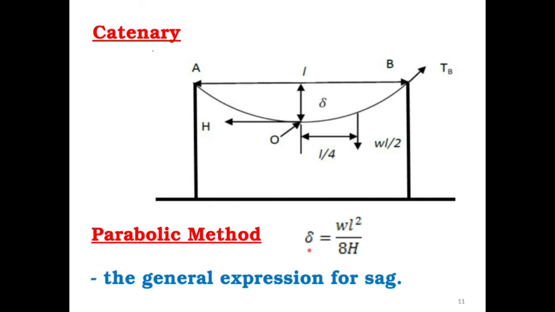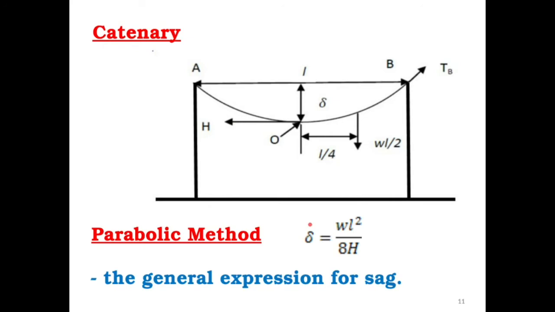The small w that you see is the weight per unit length of the conductor. And small l is the span, meaning the horizontal distance between the two adjacent supports. And capital H that you see there is the tension that is working on the conductor.